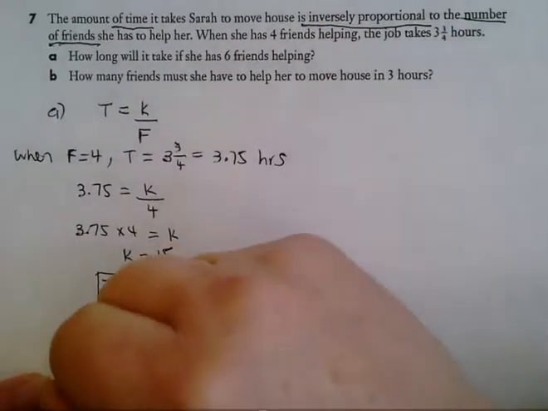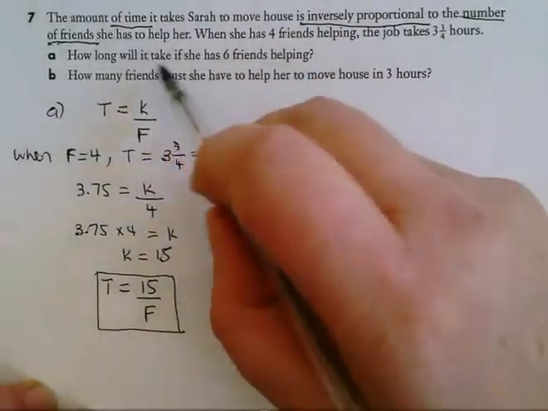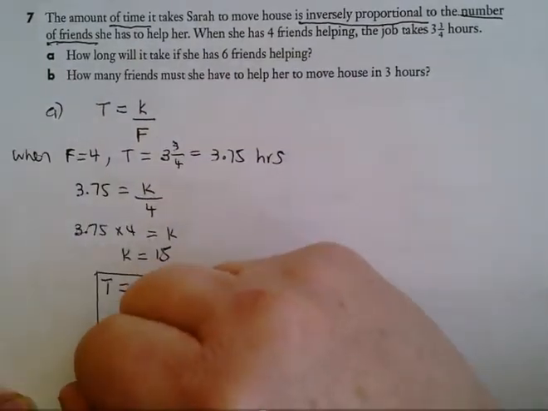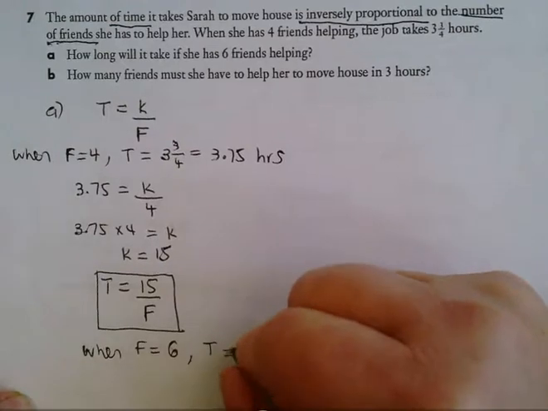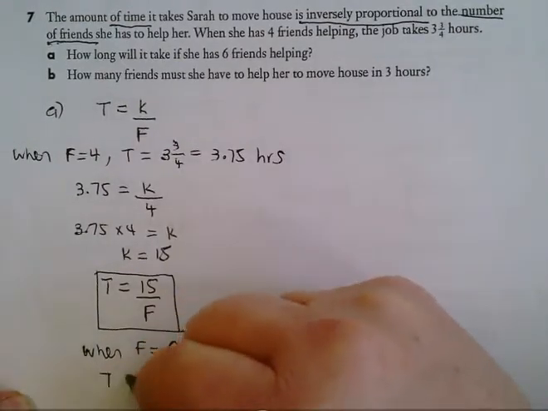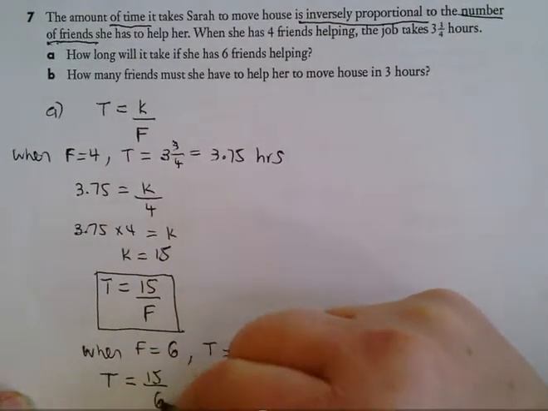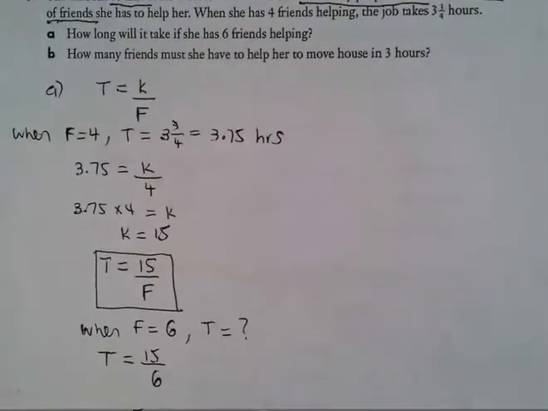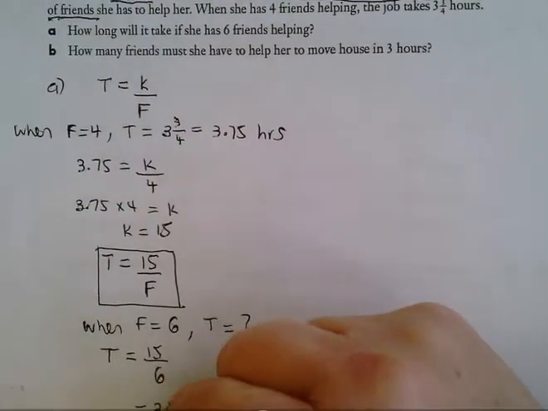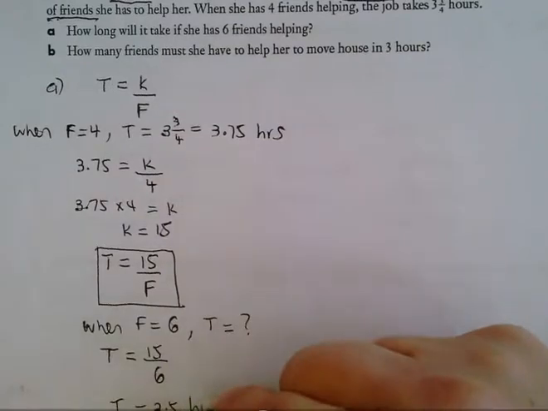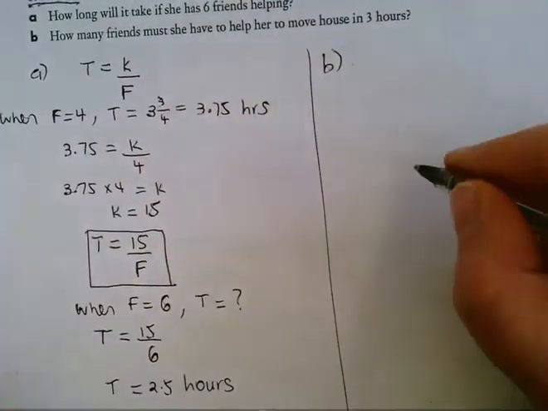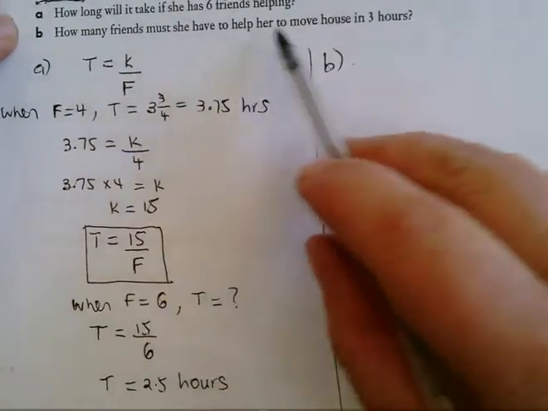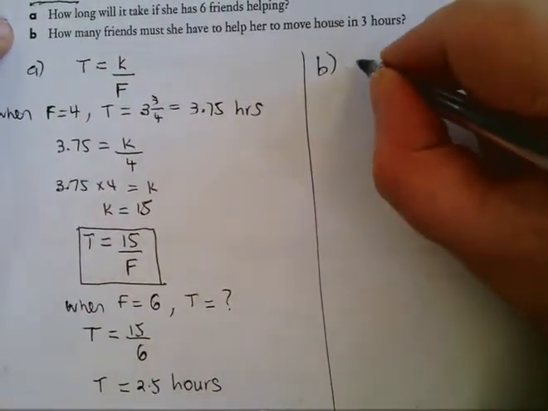Now, part A still, how long will it take if she has 6 friends? So when friends is 6, we have to find T. So we've got that T equals 15 over 6, which is 2.5 hours. Make sure you're putting in the units. And now for part B, how many friends must she have to help her move house in 3 hours?